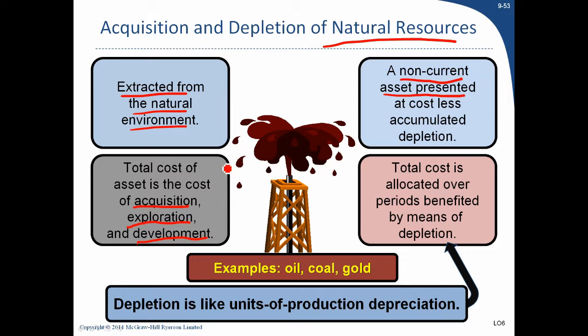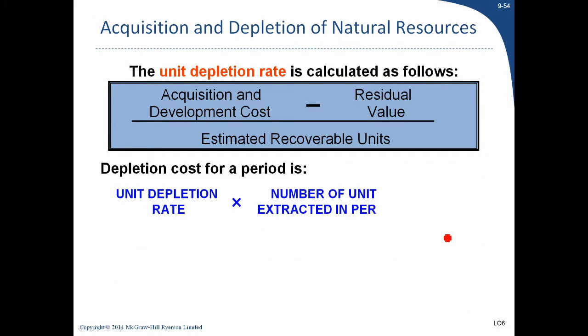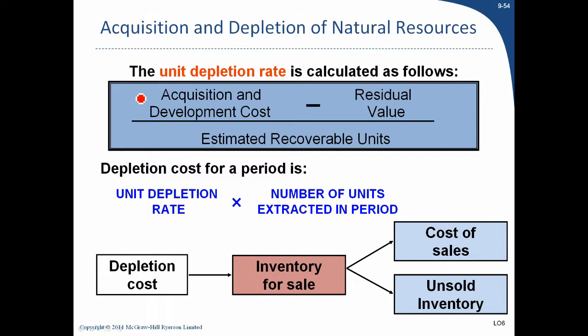The total cost gets allocated the same way PP&E gets allocated over the periods benefited, by means of depletion. So this oil field won't last forever. We're going to generate a certain number of barrels of oil or a certain number of ounces of gold, very similar to the units of production method. This calculation is exactly the same as units of production, except instead of production, it's recoverable units, however you might measure the unit: ounces of gold, tons of coal, barrels of oil, etc.